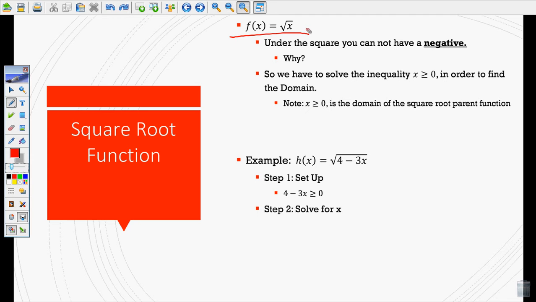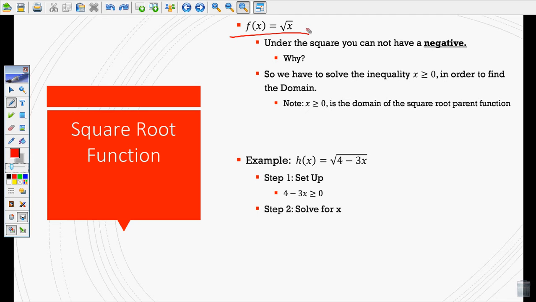Under the square root function, you cannot have a negative. Can someone tell me why you can't have a negative underneath the square root? Because it will always equal a positive, right? If you take a negative and multiply it by itself, which is another negative, it's going to make a positive. So it's impossible to make a negative underneath the square root. If you have a negative underneath the square root, then it's not a function.